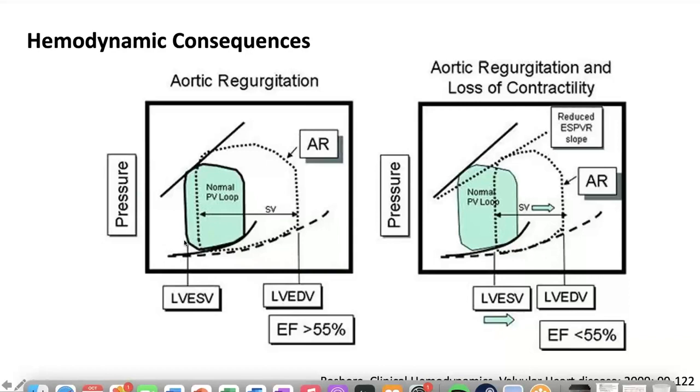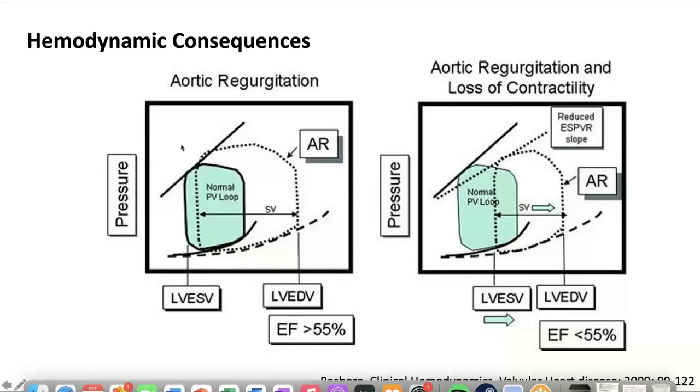normal heart, you have end systole here, filling of the left ventricle to end diastole, isovolumetric contraction, ejection of the blood to an end systolic pressure, and then isovolumetric relaxation, and then completing the loop again. As you can imagine, in aortic regurgitation, a lot of regurgitation blood flow coming back, increasing your stroke volume, which will increase your end diastolic volume, which is depicted here.